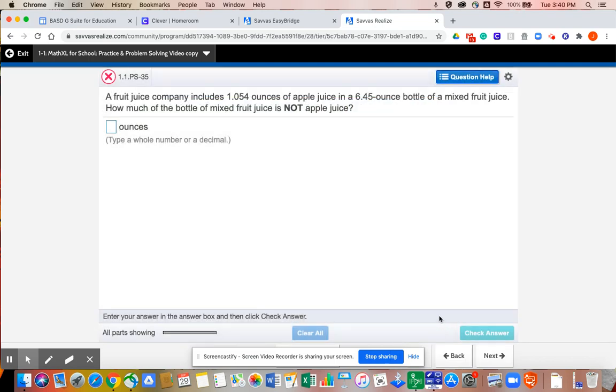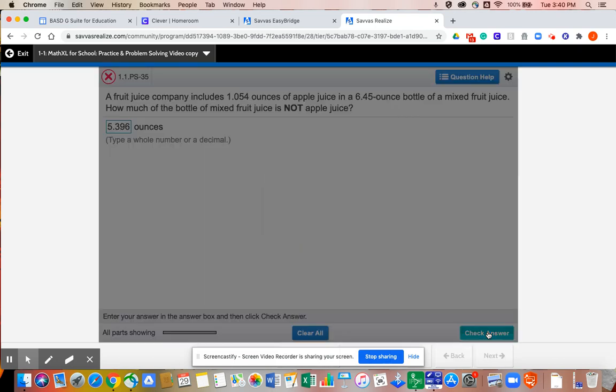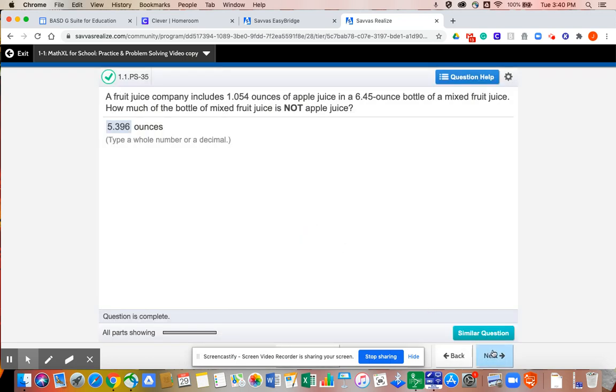Now watch what it's going to do. It came back here, and because it helped me solve that one, it gives me a brand new one here. These numbers are different. Actually, the bottle is the same size. The amount of apple juice is different. So therefore, it's going to be a subtraction. So 6.45 minus 1.054, and I get 5.396. So 5.396, and I check answer. It is correct, and I can move on.